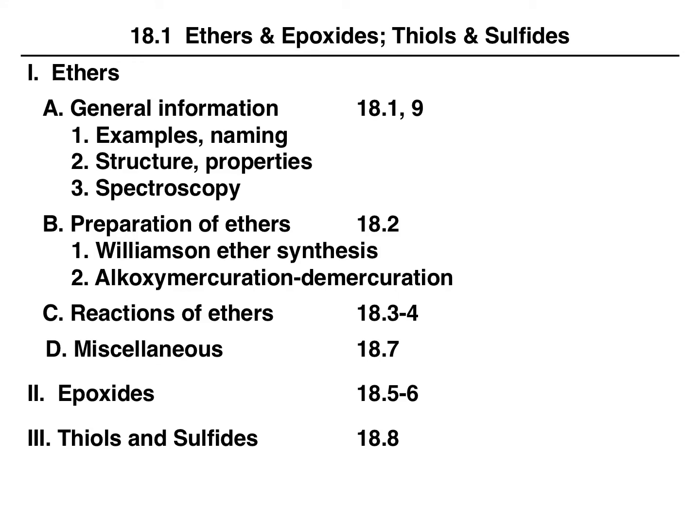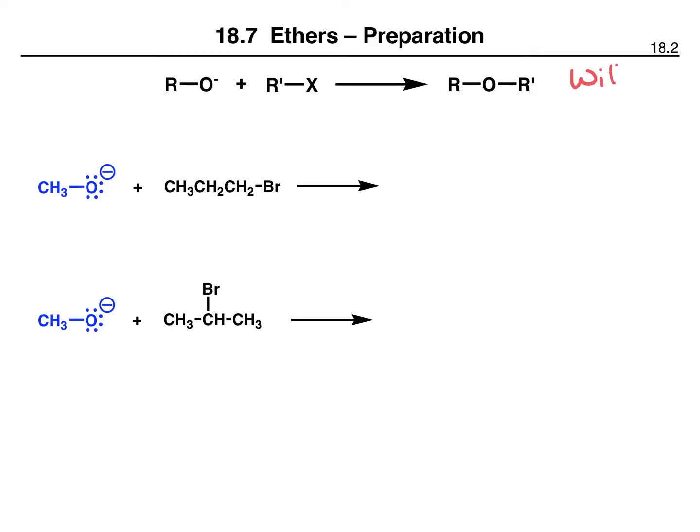Since we have some general information on ethers, next we're going to take a look at the preparation of ethers. One way is by the Williamson ether synthesis, and a second is alkoxymercuration demercuration. The Williamson ether synthesis involves an SN2 reaction between an alkoxide and an alkyl halide.